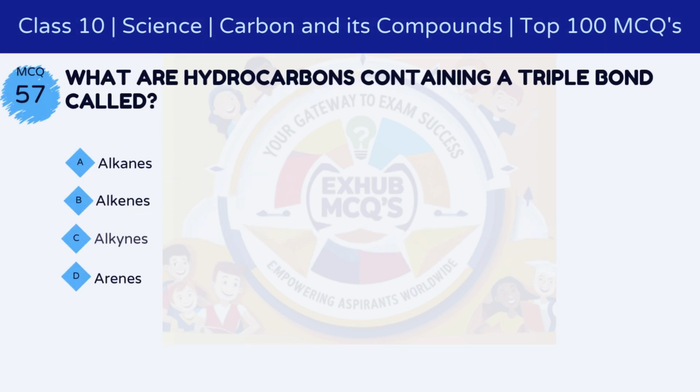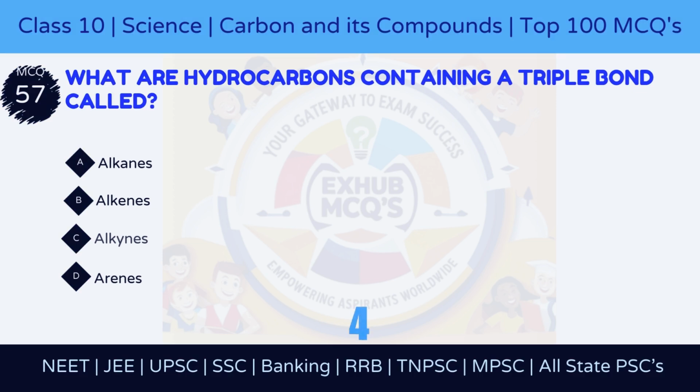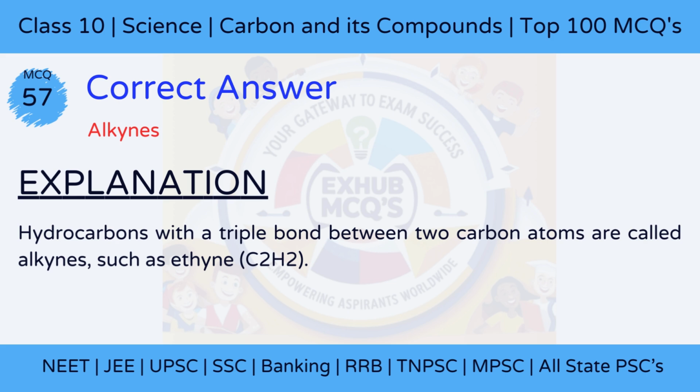MCQ 57. What are hydrocarbons containing a triple bond called? Option A, alkanes. Option B, alkenes. Option C, alkynes. Option D, arenes. The correct answer is option C, alkynes. Explanation. Hydrocarbons with a triple bond between two carbon atoms are called alkynes. Examples include ethyne, also known as acetylene.